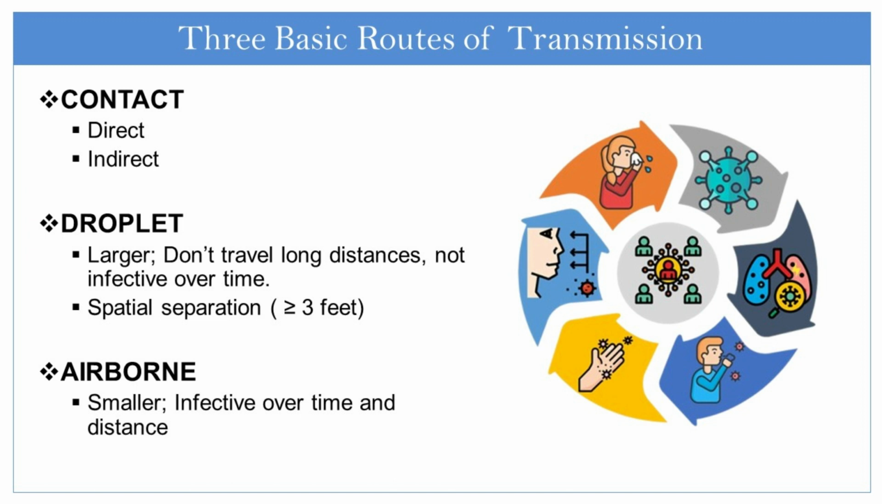Droplet infection. Large droplets don't travel long distances and they're not infective over time. Spatial separation more than 3 feet. So in order to prevent the droplet infection, you should keep a distance of 3 feet from the patient. Airborne, smaller droplets, infective over time and distances. So this is how the COVID spread. This is the airborne infection that spreads from the small organisms.